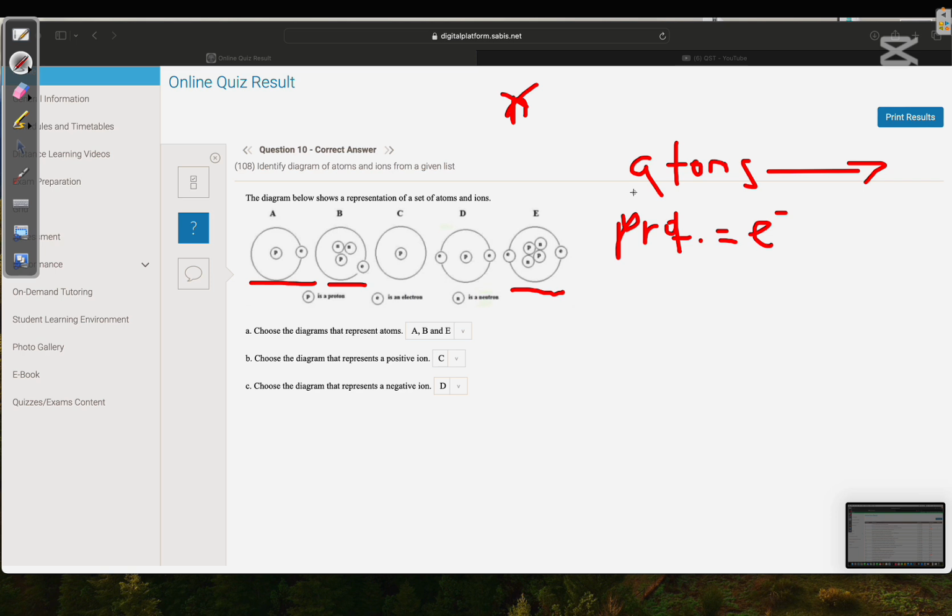An ion: a positively charged ion is when protons, which I'll represent as P, are greater than electrons, and negative ions are when the number of electrons is greater than the number of protons. So a positive ion like C has 1 proton but 0 electrons. A negative ion, which is D, has 2 electrons and 1 proton.